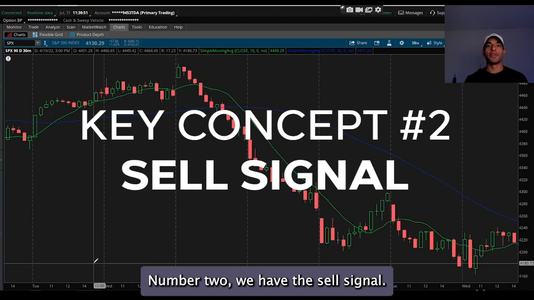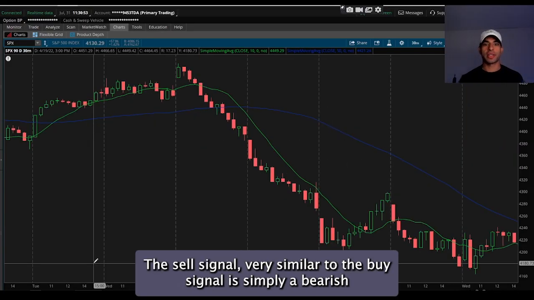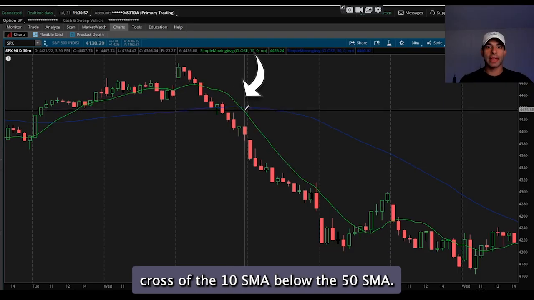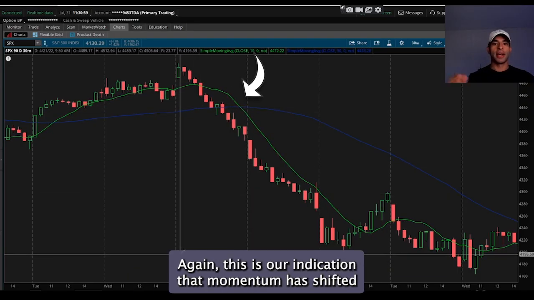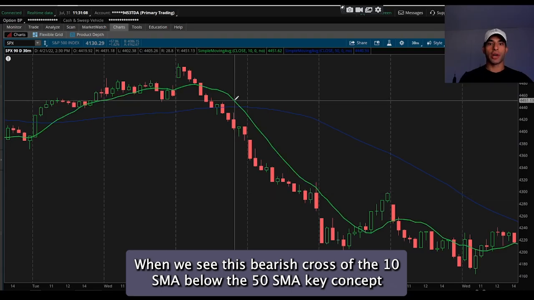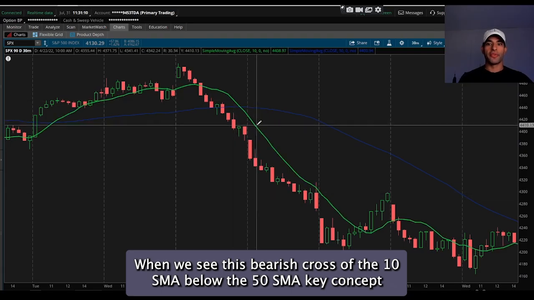Key concept number two, we have the sell signal. The sell signal, very similar to the buy signal, is simply a bearish cross of the 10 SMA below the 50 SMA. Again, this is our indication that momentum has shifted from short-term bullish to short-term bearish when we see this bearish cross of the 10 SMA below the 50 SMA.